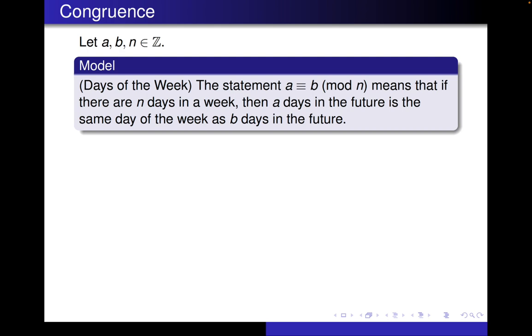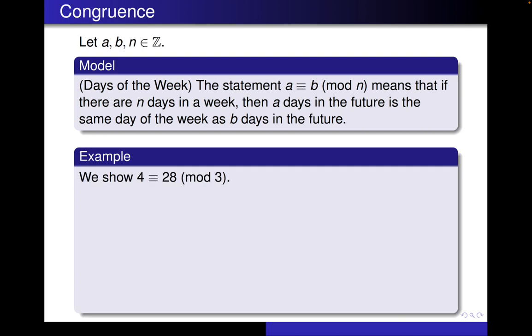And when we let n equal 7, because we have 7 days in the week, that's exactly what we get for our ordinary calendar. So here's an example to help us show how to use this model. We're going to show that 4 is congruent to 28 mod 3. In this case, we're looking 4 days into the future, we're looking 28 days into the future, and we have weeks that have only 3 days. So between 4 days in the future and 28 days in the future, there are 24 days.